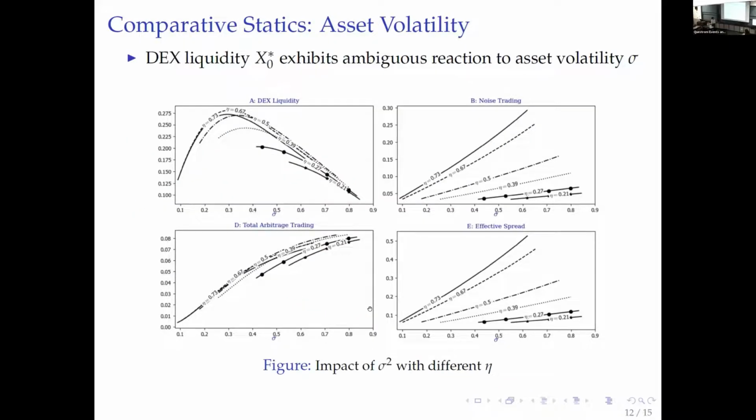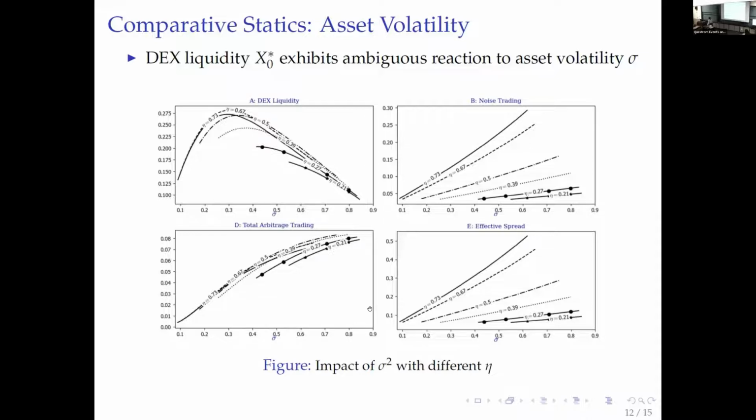So here's a comparative statics regarding the asset's volatility. We want to know what's going to happen to the equilibrium variables when you increase the volatility of the asset. Here, the x-axis is sigma, which is the asset's volatility, and I plot some equilibrium variables. And I guess the most interesting thing is this one, this ambiguous reaction of DX liquidity. Of course it depends on the parameter values. If you are somewhere around here, where eta is 0.3 or something, we only have this kind of monotonically decreasing reaction. But in some other parameter regions, it is possible that DX liquidity improves due to asset volatility.